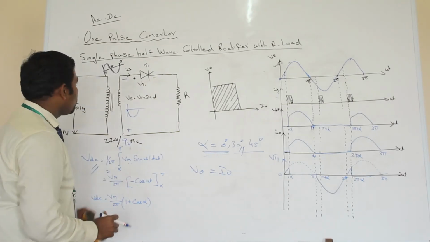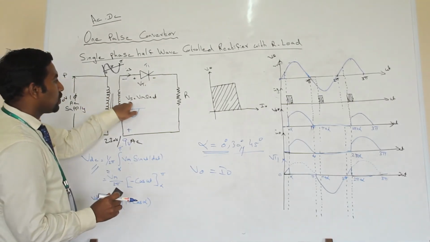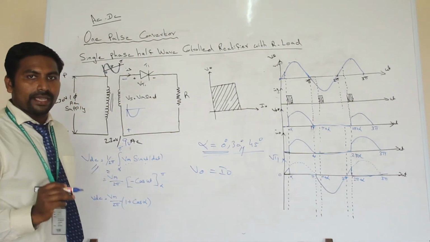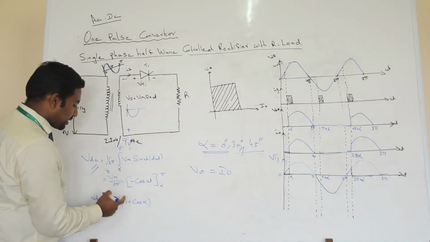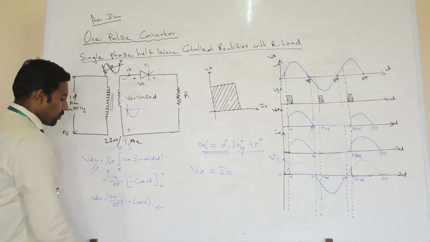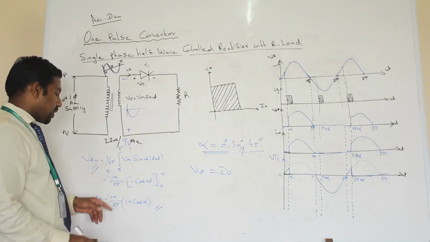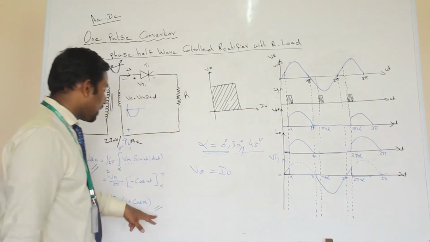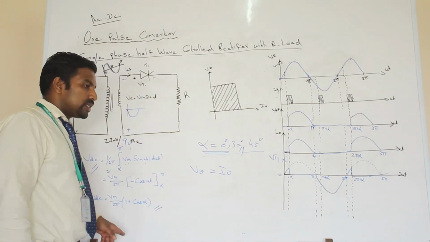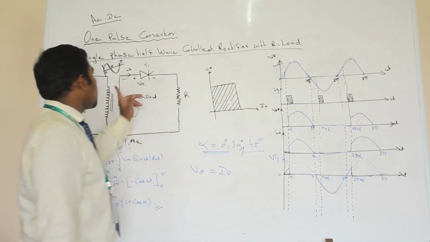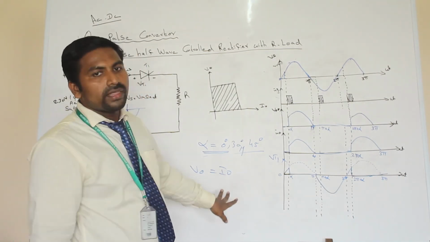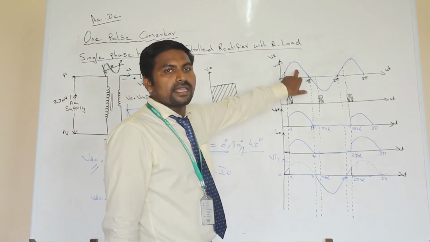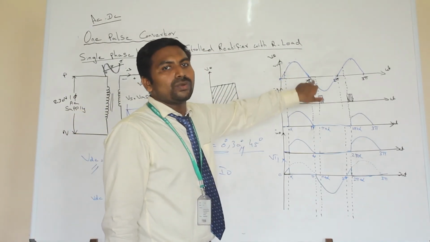What is the input voltage? Vs is equal to Vm sin omega t. So the integral of Vm sin omega t d omega t. If you do the integration, you will get the final output voltage VDC equal to Vm by 2 pi times (1 plus cos alpha). This is the final output voltage you will get in a single phase half wave controlled rectifier with R load. Here only the half pulse will be controlled, so it is called a single phase half wave controlled rectifier.